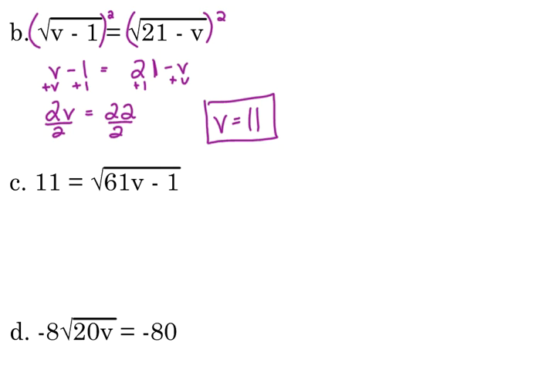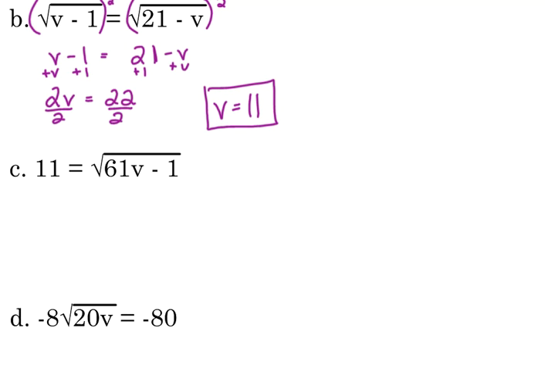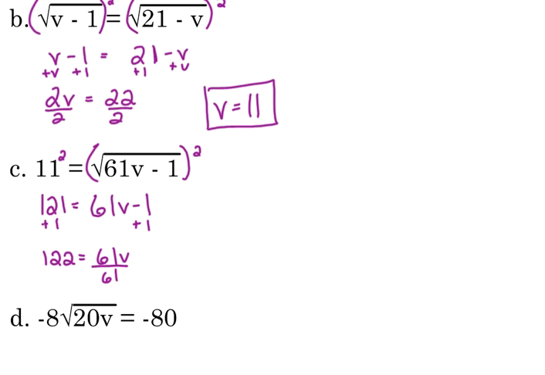Okay, now, say one side doesn't have a square root. No big deal. Same process. To get rid of a square root, we square both sides. It's just this time, we're actually going to physically square the 11 and get 121. Okay, then we add 1 to both sides, so that's 122 is equal to 61v, and how nice, 122 is evenly divisible by 61, and that gives us 2. Again, no reason not to check it. 2 times 61 is 122, minus 1 is 121, the square root of 121 is 11.